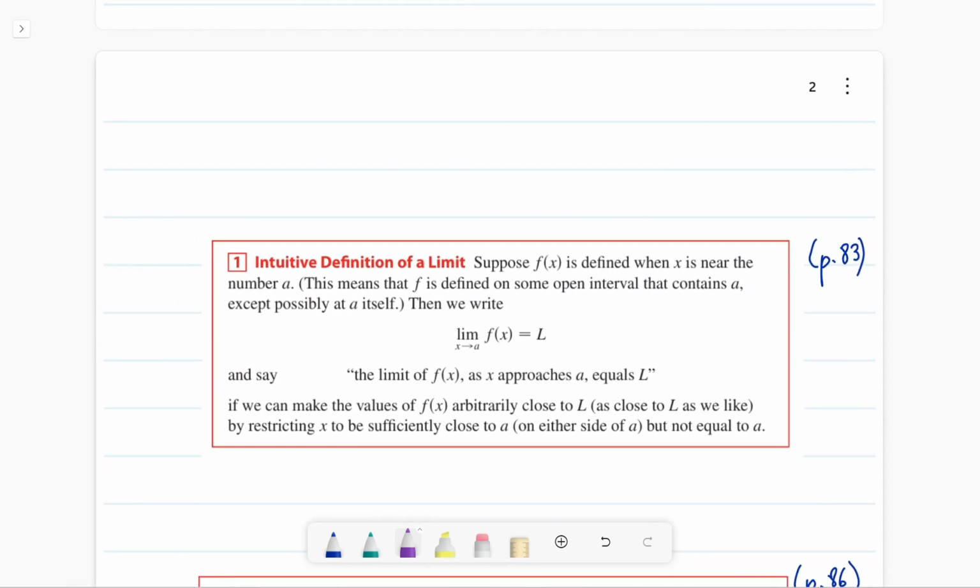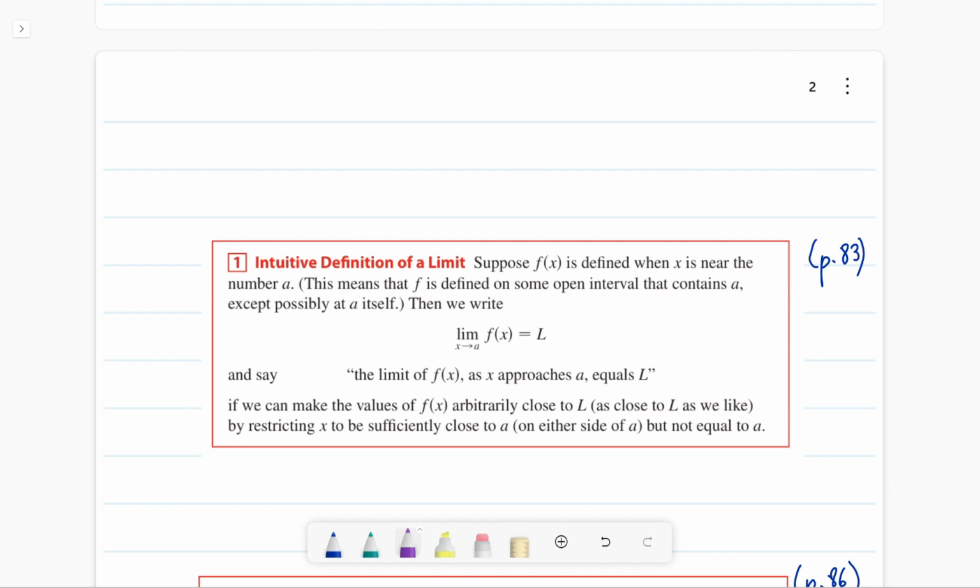So this brings us to the definition of a limit. Again, please note that whenever I put a book number or a page number in parentheses, these images, exercises, questions, and sometimes definitions come from the book. So, suppose f of x is defined when x is near the number a. This means that f is defined on some open interval that contains a, except possibly at a itself.